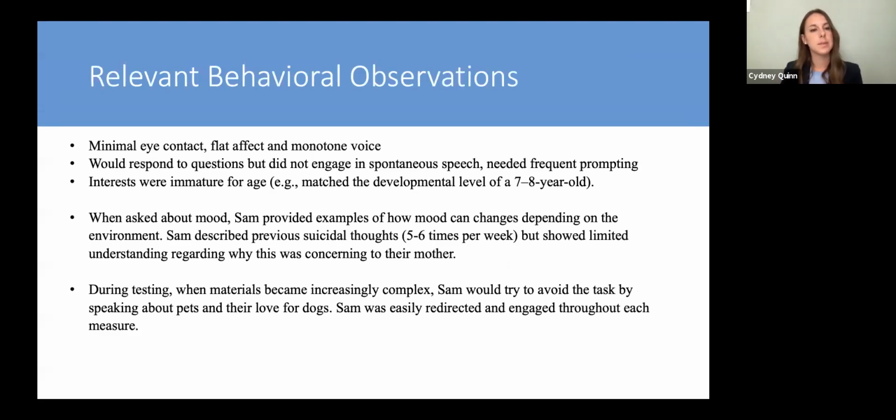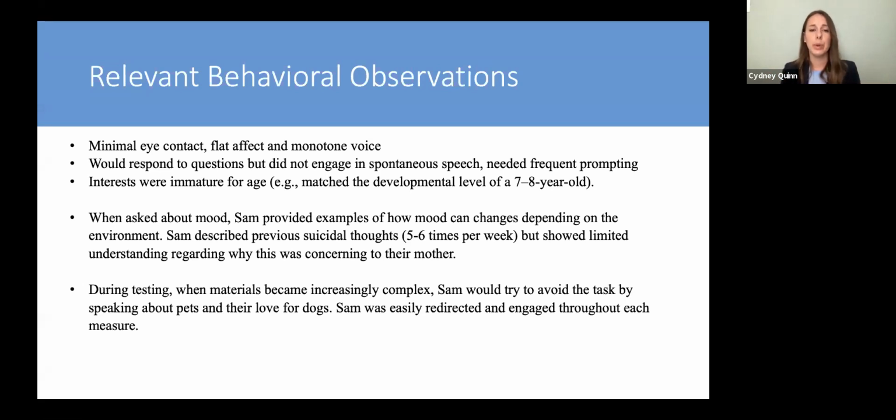During the observation, it was observed that Sam had very minimal eye contact, spoke in a flat affect, and had a monotone voice throughout. Sam responded to questions, but often needed some prompting to share more information. Answers were pretty limited, and Sam did not engage in any spontaneous speech. Sam needed questions asked to them to answer. It was also observed that interests were immature for age range. Sam's interests matched a developmental level of a 7 to 8-year-old. For example, Sam was very interested in Paw Patrol and spoke frequently about watching it and some of the different memorabilia that they have at home.